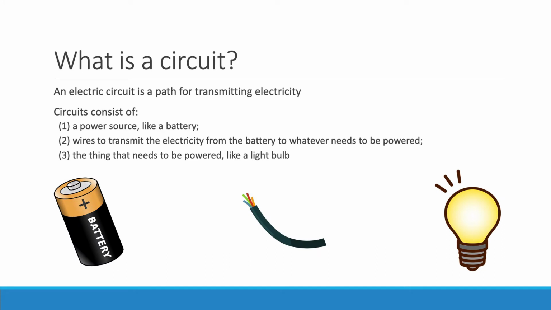An electric circuit is a path for transmitting electricity. Circuits allow electricity to be used to power lights and appliances like televisions and refrigerators around your house. Circuits consist of 1. A power source, like a battery, 2. Wires to transmit the electricity from the battery to whatever needs to be powered, like a light bulb, and 3. The thing that needs to be powered, in this case, the light bulb.